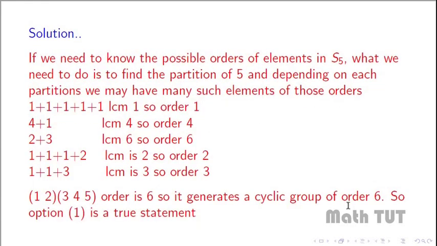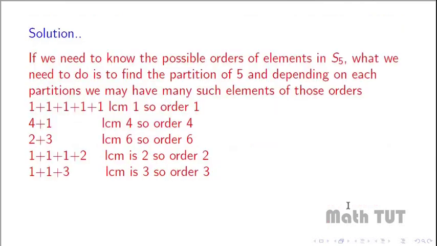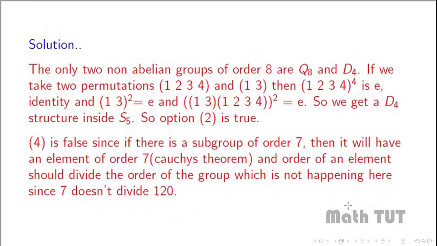Okay, so now we'll move to the next option. The next option is that S5 contains a non-abelian subgroup of order 8, and that is the next option we have to deal with. Just now we have seen that the non-abelian groups of order 8 are basically only the quaternion group and the dihedral group D4.